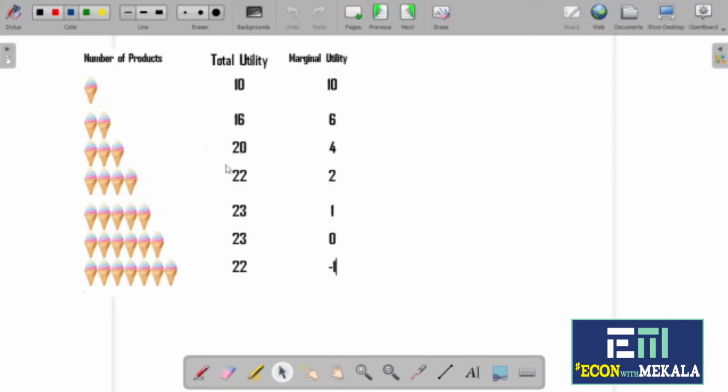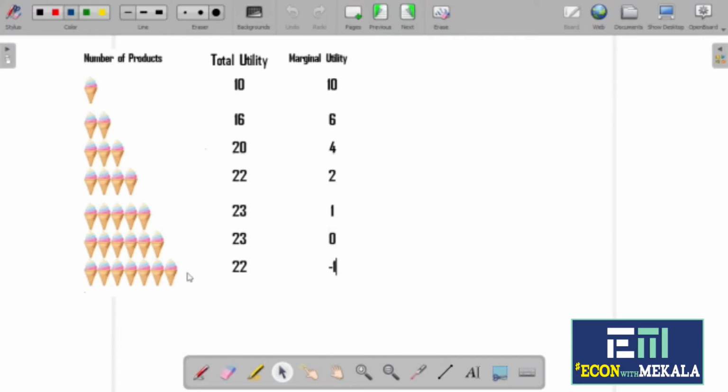If you go to the fourth one, the total utility is 22, so the additional utility from the fourth ice cream is 22 minus 20, which is 2. If you go to 5 ice creams, you can see the total utility is 23. 23 minus 22 is 1, so the additional utility from the fifth ice cream is 1. When we move on to the sixth ice cream, what has happened? Total utility didn't change. Why? Because this consumer did not receive any enjoyment or satisfaction from consuming this product. So the additional utility received is 0.